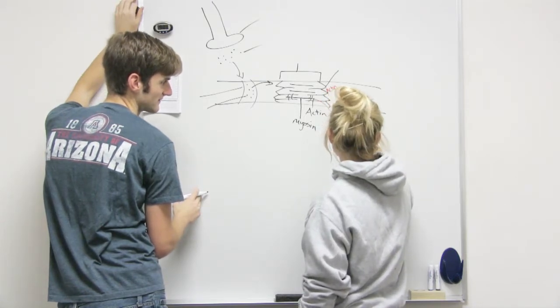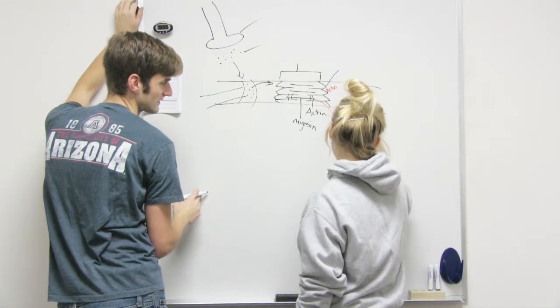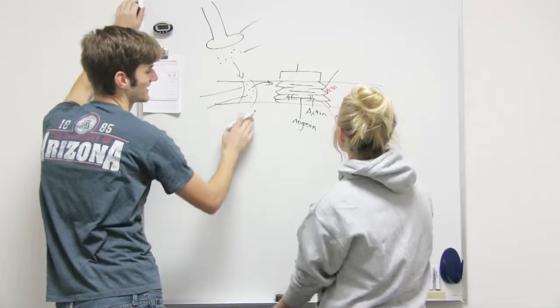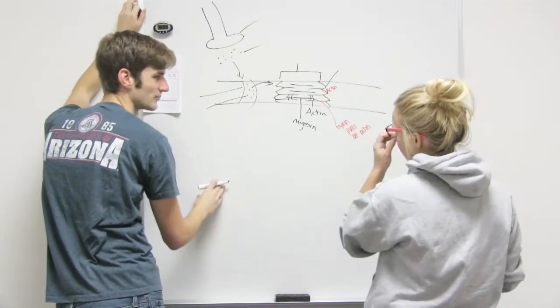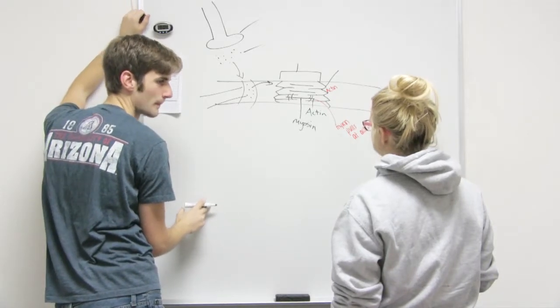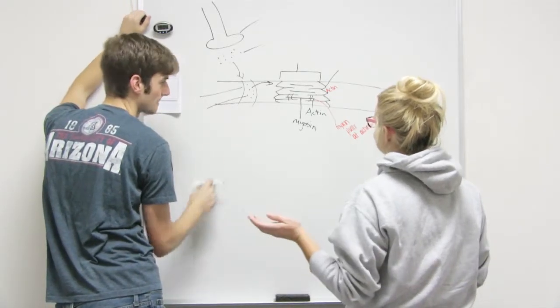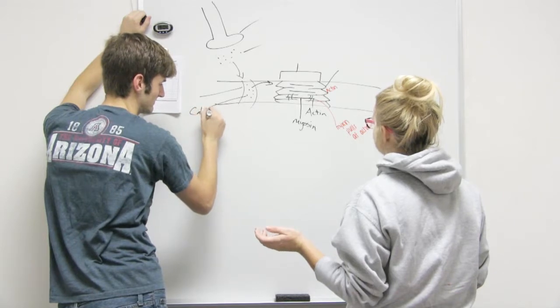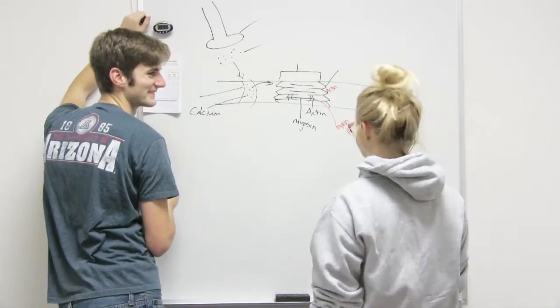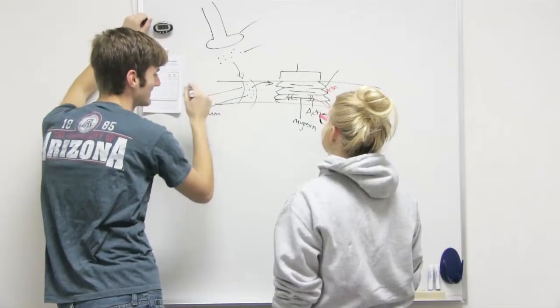What has to be released to allow that to happen? What takes off the covering on the actin to allow the myosin heads to grab on? Calcium. Oh, I knew that. Okay, you did know it. What carries the calcium?